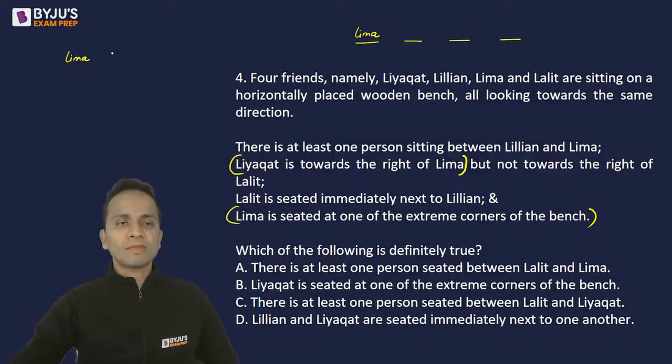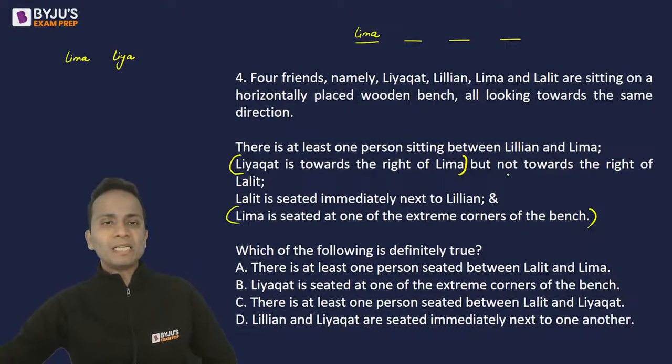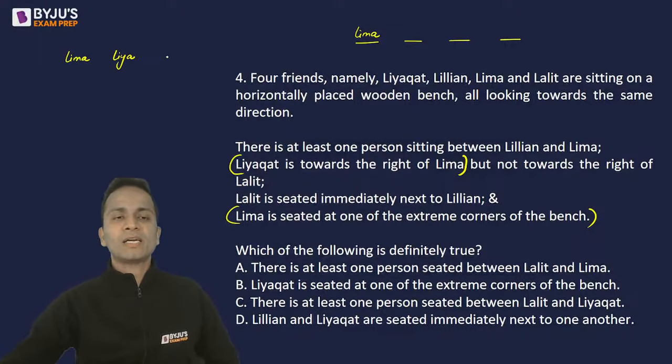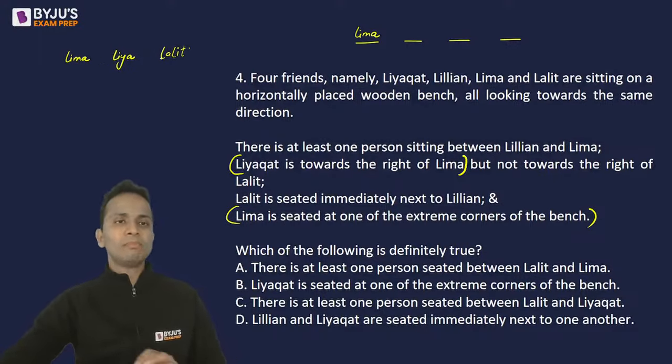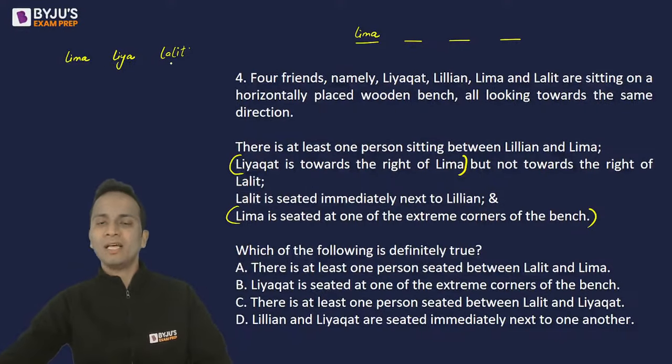So Lima, then Liaquat. Okay. But Liaquat is not towards the right of Lalit. So Liaquat has to be to the left of Lalit. Okay. Now there can be one person sitting between Lima and Liaquat, or it can be between Liaquat and Lalit.